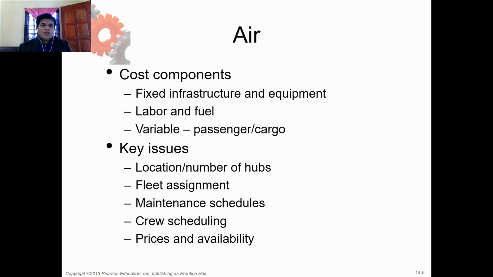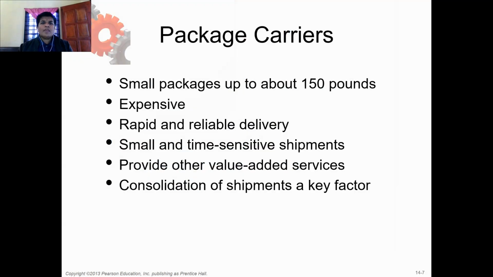Here, when you consider air as your transportation mode, the cost components under this category will be fixed infrastructure and equipment, labor and fuel. Variable cost will be the passengers and cargo. The key issues that need to be considered are the location and number of hubs, fleet assignment, maintenance schedules, crew scheduling, price and availability.